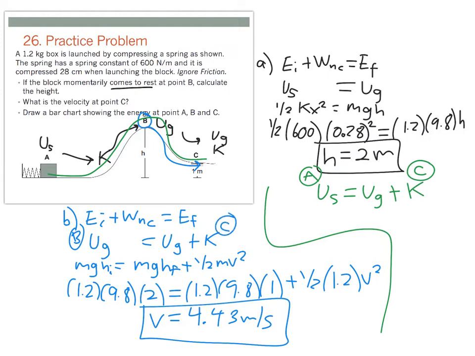Either one is valid because as long as we account for all the energy that an object has at one point in time, in this case point A, and all the energy it has at a later point in time, point C, and we account for any work done in between, which in this case was 0, this equation is going to work, right? So as long as you account for all the initial energy, all the final energy, and any work done in between, it doesn't matter what 2 points in time you pick.